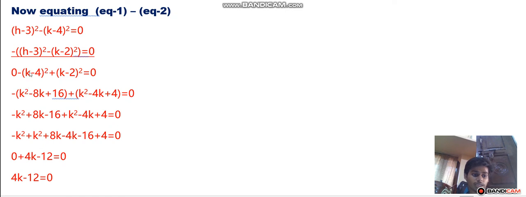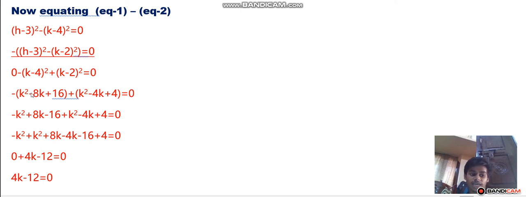See, (k minus 4) whole square: k square minus 2 into k into 4, that is 8k, plus 16. Like that, (k minus 2) whole square is k square minus 4k plus 4 is equal to 0. When we apply the minus, the signs will be changed. If it is plus, it will get minus; if it is minus, we will get plus. See here, we get plus k square, and now we get minus k square.